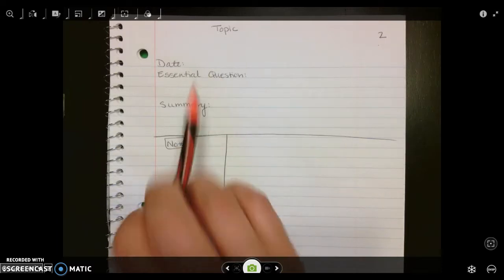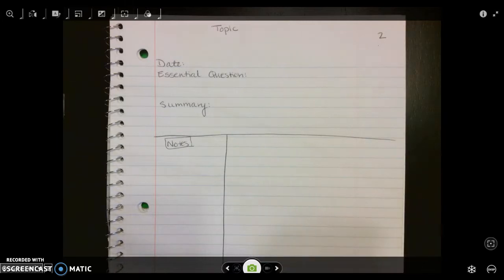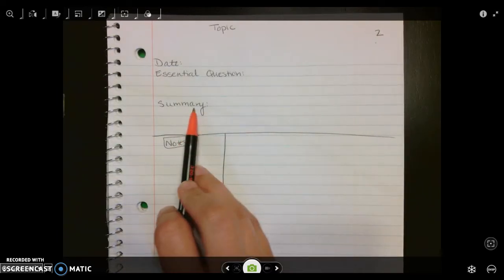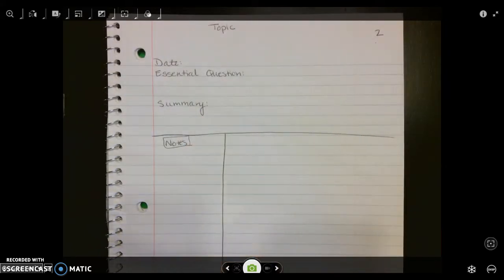The essential question basically is the focus of our lesson for today. And so it's not always just as vague as a learning target may be. It might be a little bit more specific to kind of guide the student's thinking. There is this place for summary, and then the notes down here, the structure is just a little bit different.